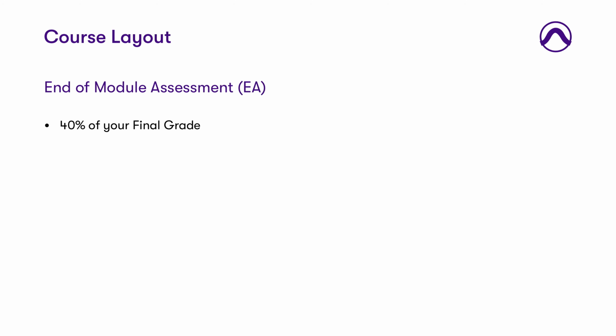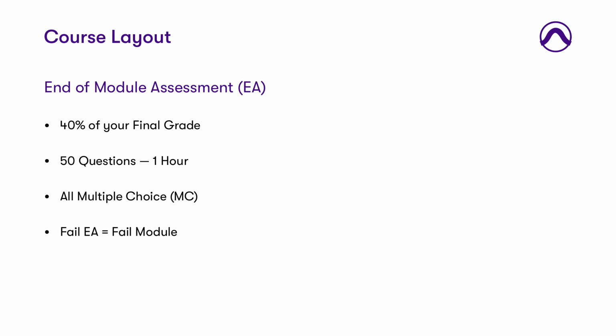Your end of module assessment, or the EA, accounts for the remaining 40% of the grade. The EA will be a quiz, also through Moodle. It will comprise of 50 questions and you will have 1 hour to finish it. We will announce the schedule of your EA at a later date because this will need to happen in person at one of our labs at HKDI.